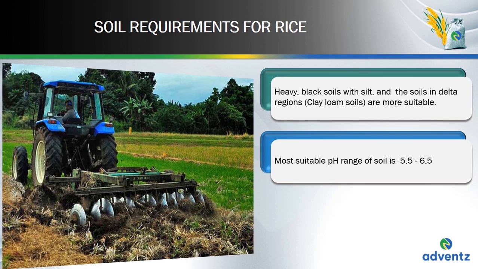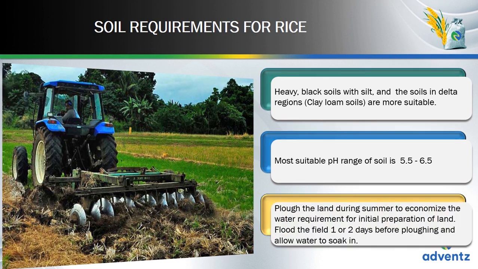Soil pH is a measure of acidity and alkalinity in soils. pH level ranges from 0 to 14, with 7 being neutral, below 7 being acidic, and above 7 being alkaline. Optimal pH range for most plants is between 5.5 and 7.0. And for the rice plant, it is 5.5 to 6.5.